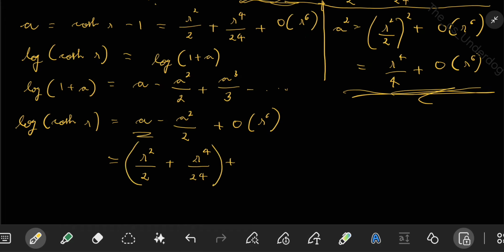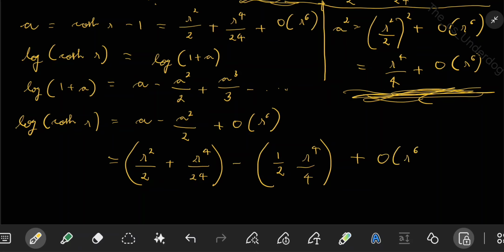Next thing is a square by 2, with a minus sign. So in place of a square by 2, what will I write? I know a square from here. So I will write half of a square by 2. So a square is this, by 2 is half. Instead of a square, I'll write r power 4 by 4. And I'm keeping that order of r power 6 term there. Finally, I'll put order of r power 6, because the remaining terms are not so significant.